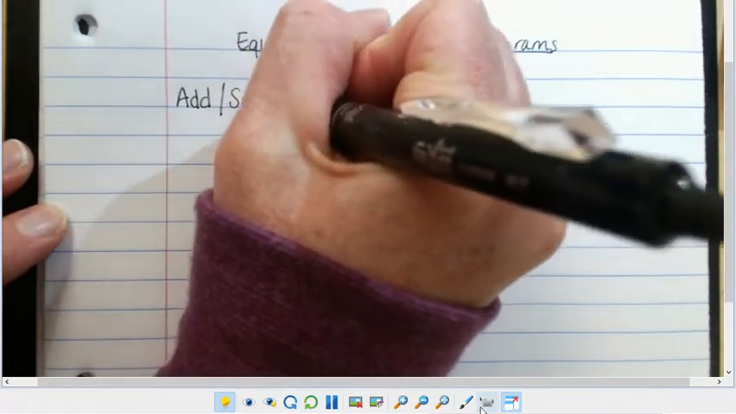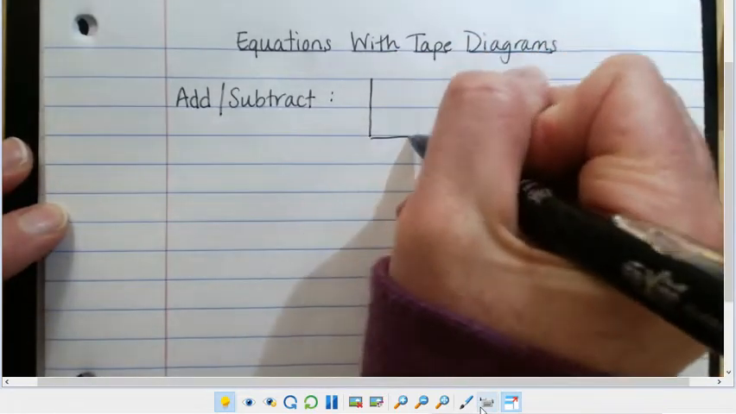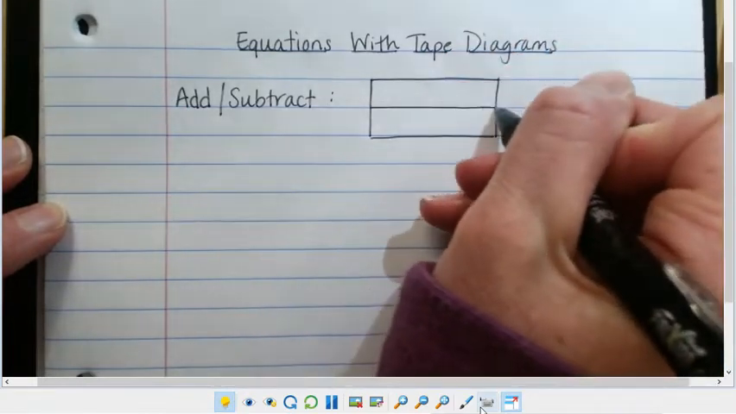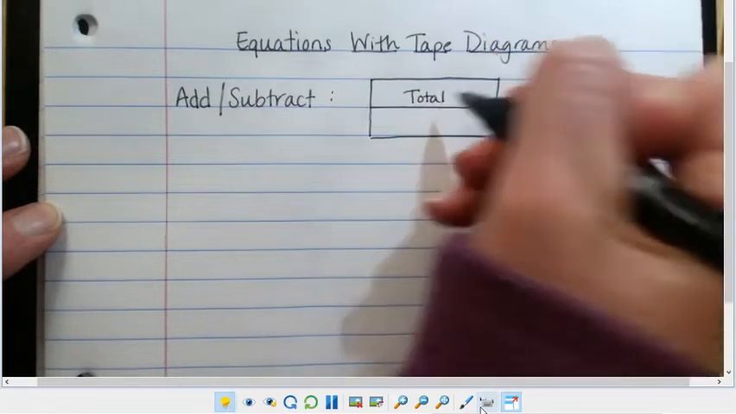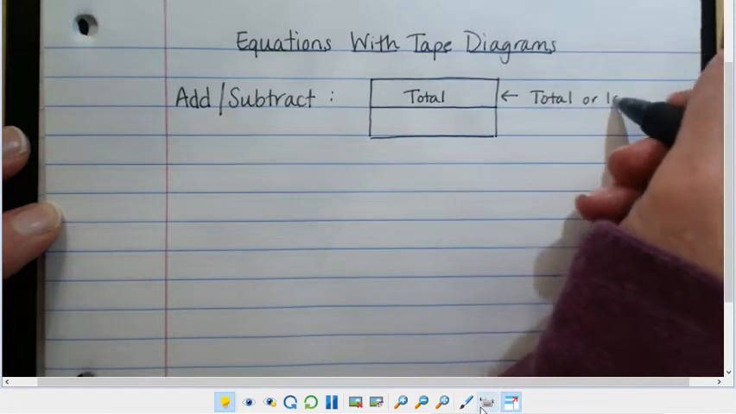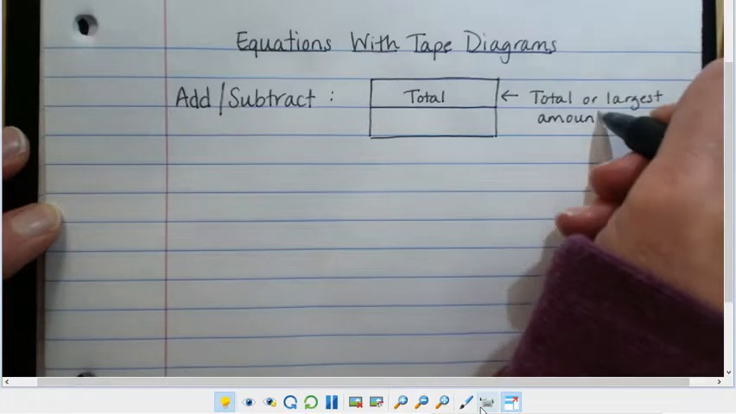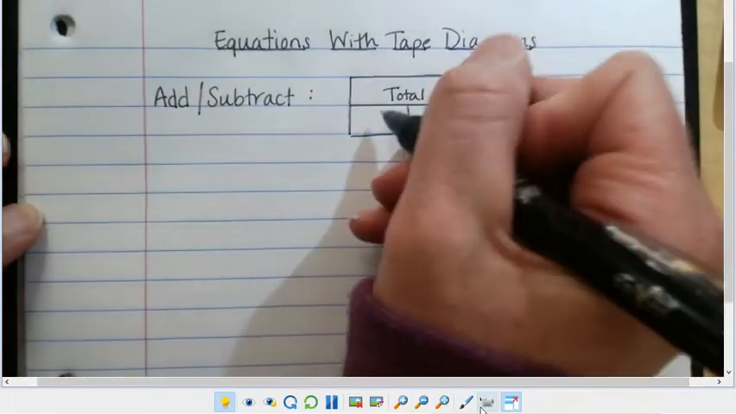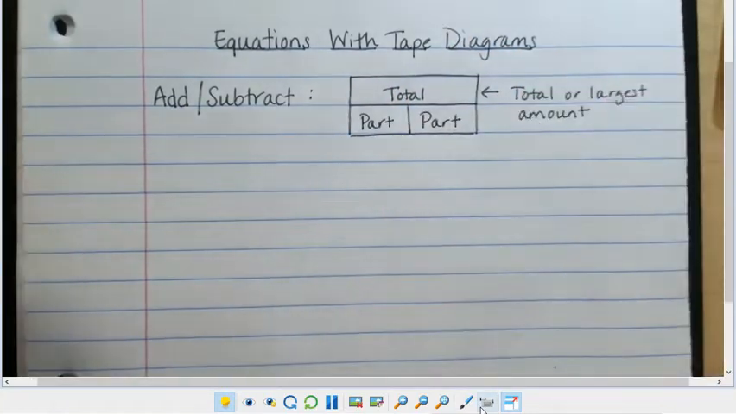We can draw them when we add and subtract. And that one, when we draw it, we just draw a box like this. It's easy on notebook paper, just have your lines. And the top is always the total. So that's the total or the largest amount in your problem. And then the bottom is split into the parts that make up the total. So you might only have two. There's a part and there's a part.